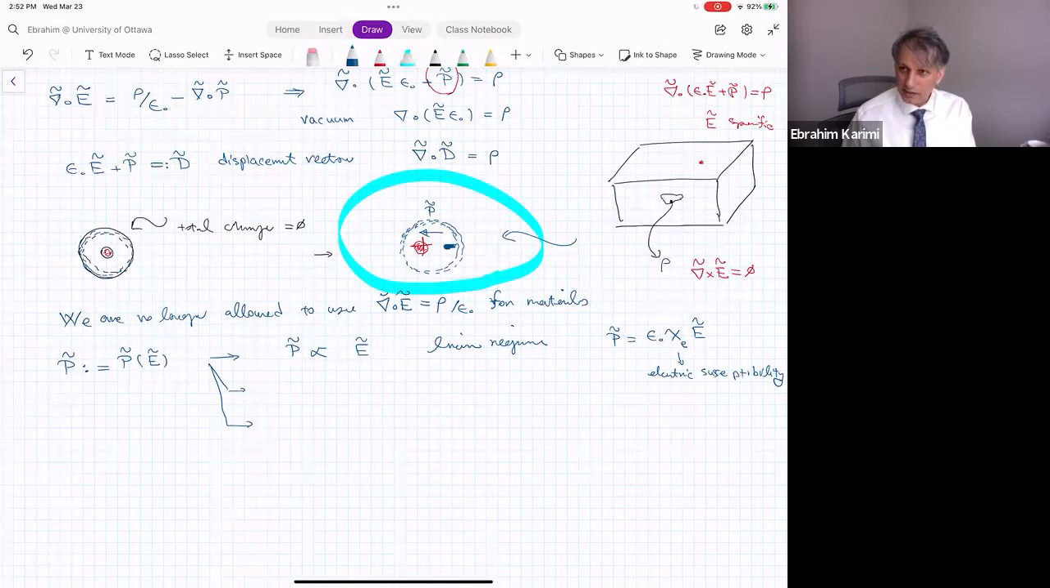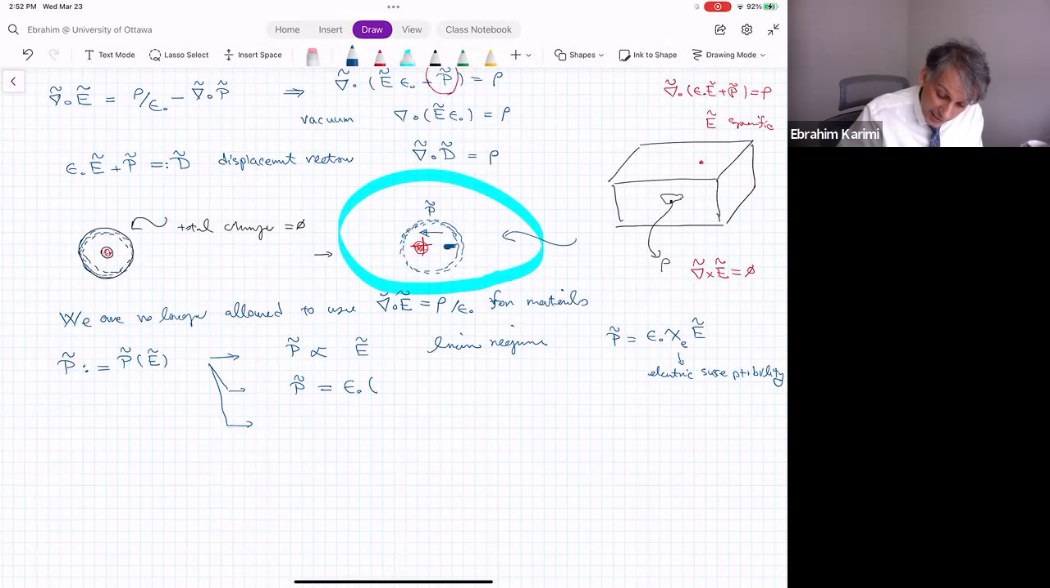The other case is that P is not only a function of E, but also a function of E squared, or E to the power of 3, or E to the power of 4, and so on. So then P, I will go directly with this case, which is epsilon 0. I will take it out. And now I'm using a different notation.